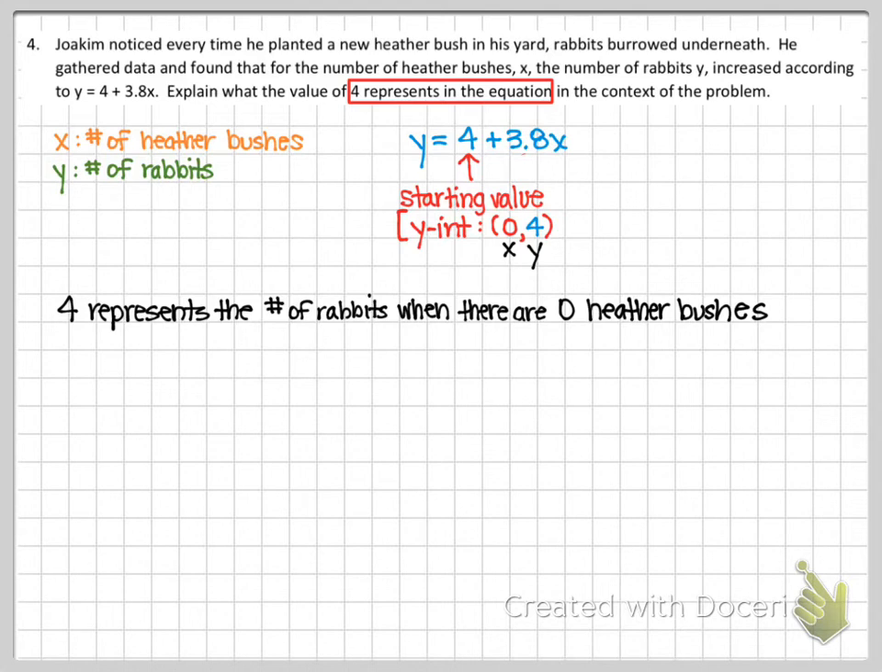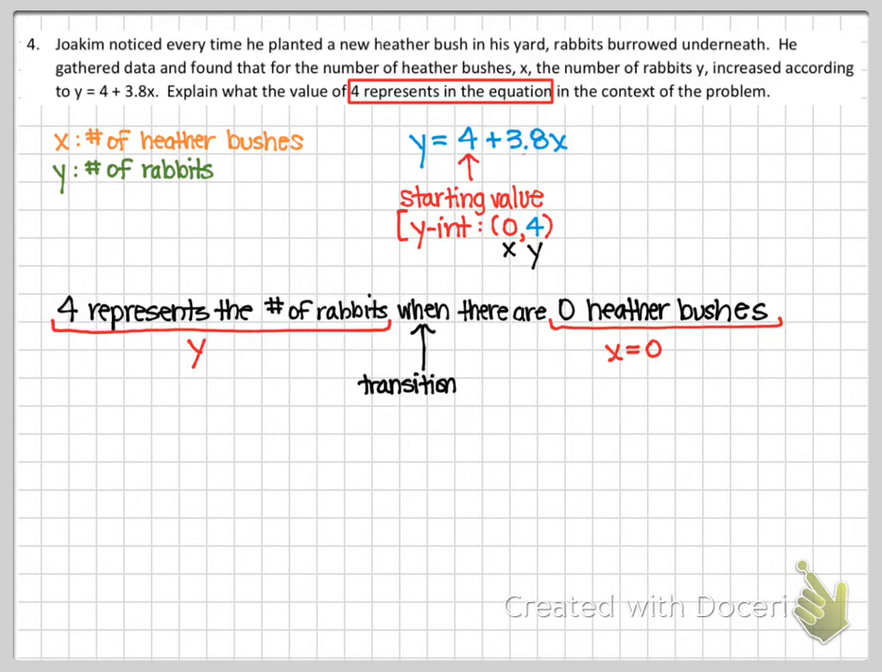So, my quick little explanation on this. 4 represents the, and I'm going to go straight from the beginning here. 4 represents the number of rabbits. That's y. When, that's my transition. Now I'm going to the x. There are, now I'm at the x. So this is when x equals 0. And it's always going to be x equals 0.